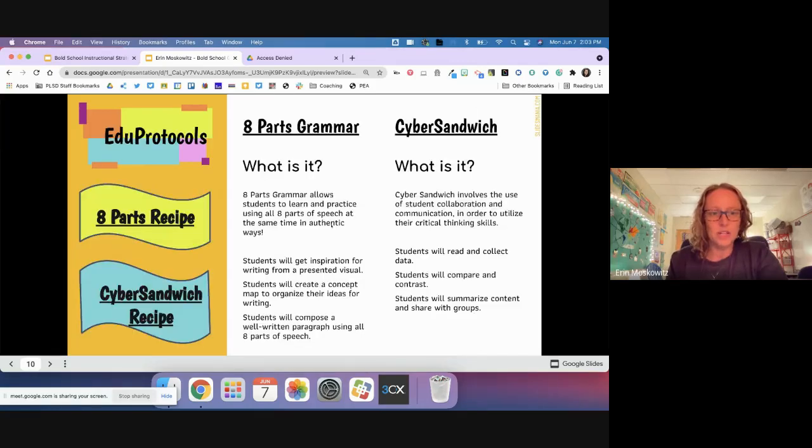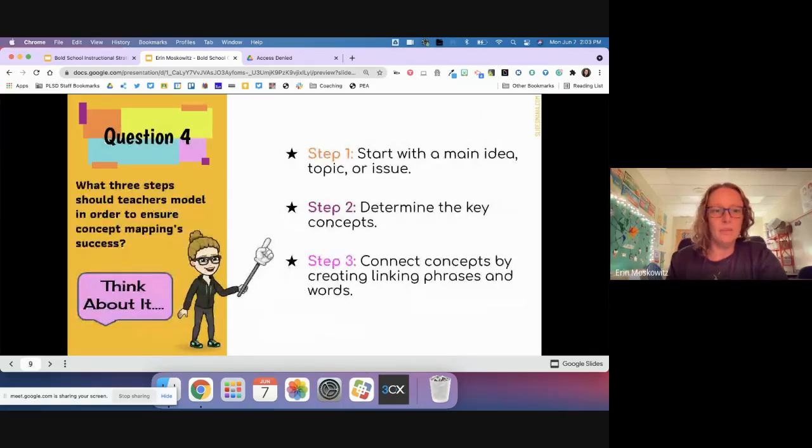And next slide is question 4. There we go. The 3 steps. What 3 steps should teachers model in order to ensure concept mapping success? So the first step, so concept mapping, basically you have to model it in order for the students to be able to do it. So this takes a little bit of time in the modeling phase. Step 1 is starting with a main idea, a topic, or an issue. Step 2, determining key concepts. And step 3 is connecting those concepts by creating linking phrases and words.